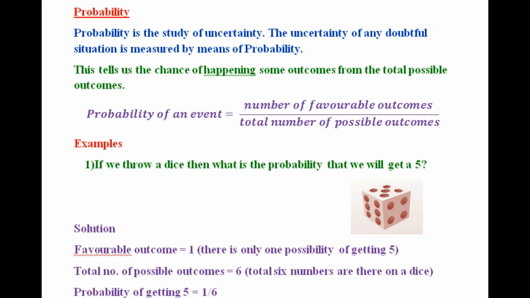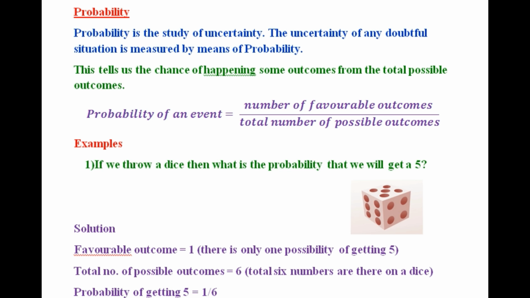Now we will see probability. What is probability? Probability is the study of uncertainty. The uncertainty of any doubtful situation is measured by means of probability. This tells us the chance of some outcomes happening from the total possible outcomes. So, how to remember: the probability of an event is equal to the number of favorable outcomes divided by the total number of possible outcomes.